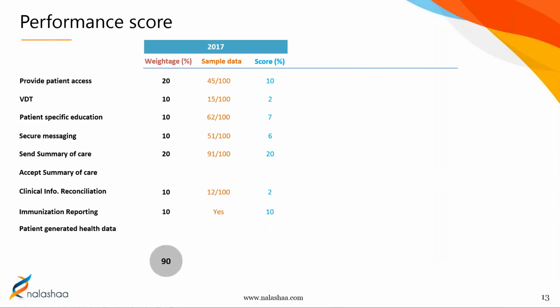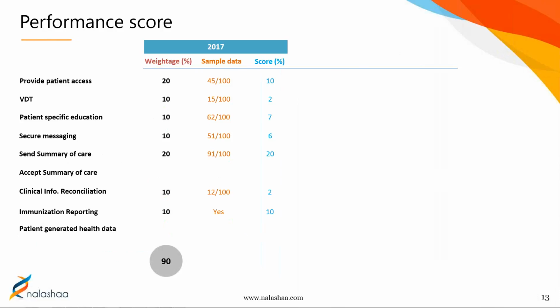So here is the score for Jane Doe. If you see the second one, that is VDT, the score for this is 2. Since 15 falls under the second decile, the score is 2. If we go back to the first one, the score is 10. That is because 45 falls under the 5th decile. But the weightage for this measure is 20, so the score is going to get doubled. So it is from 5 to 10.